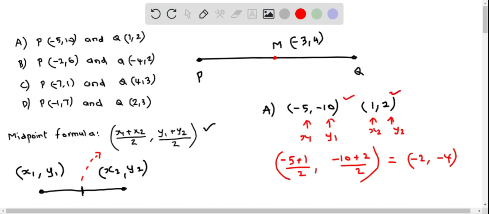Suppose the points P and Q are as given like this, the midpoint is negative 2, negative 4. However, the midpoint should be minus 3, minus 4. So these are not the coordinates of P and Q. So we can ignore this. Let's check with the second option.